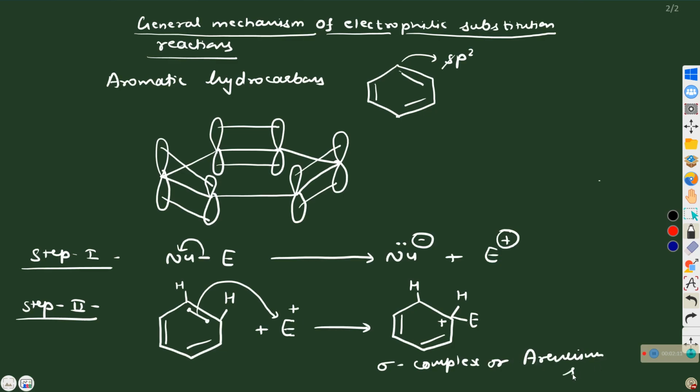This is resonance stabilized. Okay, we'll just see. This arenium ion will show resonance effect. Since the top carbon's electron pair is used up, the electron pair which was there between this carbon and this carbon is used up in formation of the bond with the electrophile. This carbon will acquire positive charge. Since this will become an electron seeker, it is forming a conjugative system. This will pull this electron pair towards itself.